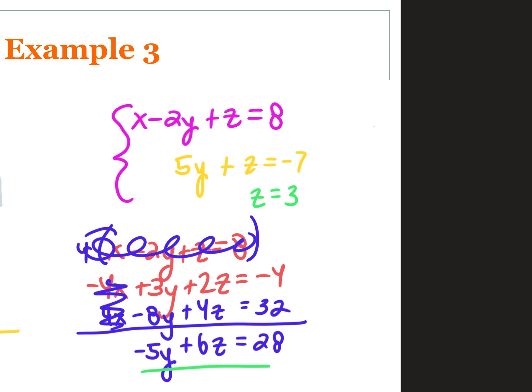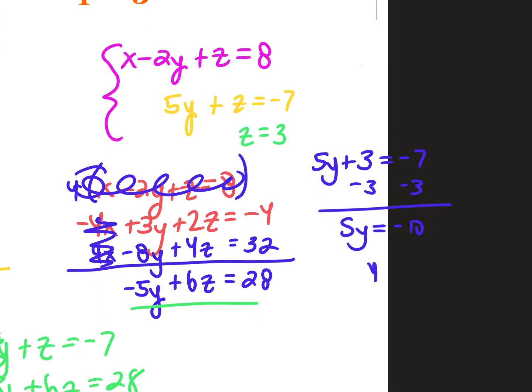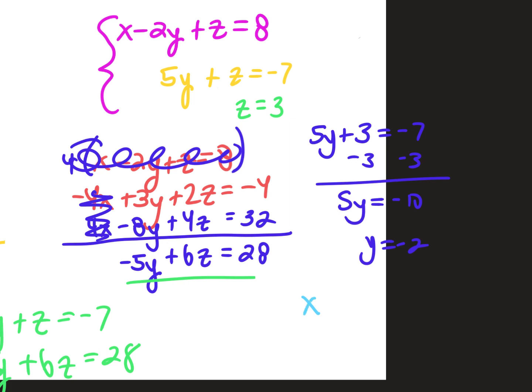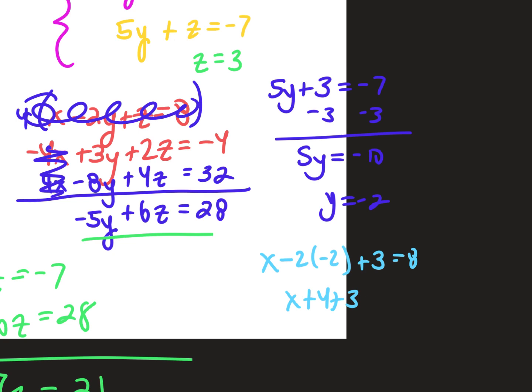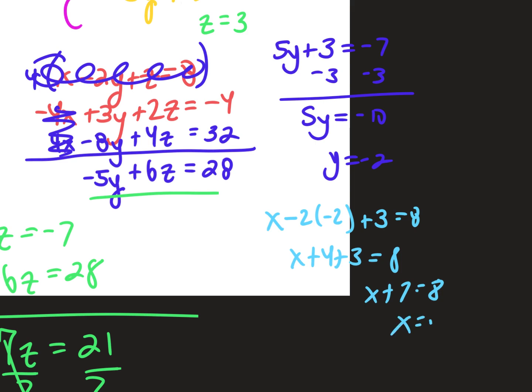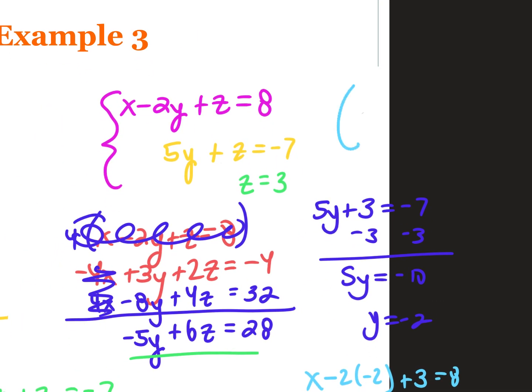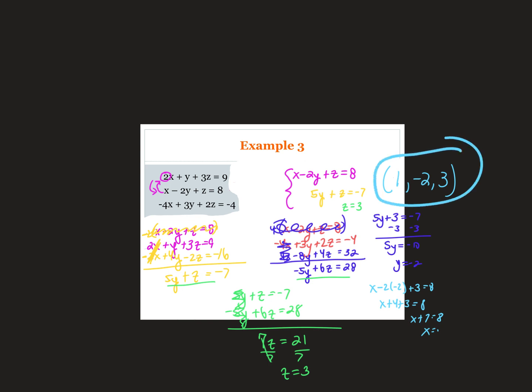So when I use back substitution here, I have 5y plus 3 equals negative 7. We're going to subtract 3 from both sides. 5y equals negative 10. So y equals negative 2. And then I'm going to substitute into the top equation to find out x. So x minus 2 times negative 2 plus 3 equals 8. Well, x plus 4 plus 3 equals 8. x plus 7 equals 8. So what does x equal? x equals 1. So your ordered triple, the solution to this problem, is going to be 1, comma, negative 2, comma 3. And again, you can take this, plug into all 3 equations, and it will make them all true.